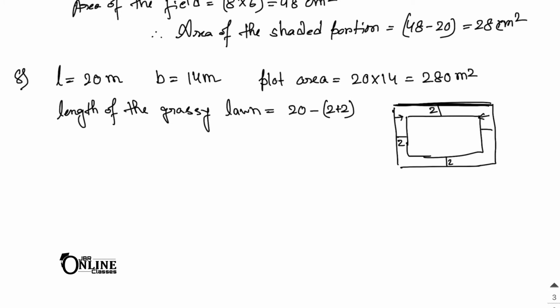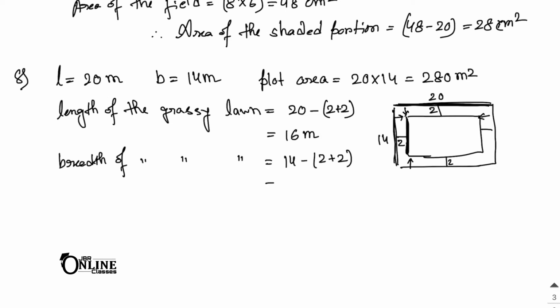So that's why 2 plus 2 will be subtracted from 20, as well as if this one equals 14, then that one will be this portion. This portion will be here also 2 subtracted, here also 2 subtracted. So first one, that equals 16 meter, and the breadth of the grassy lawn equals 14 minus 2 plus 2, so that equals 10 meter. Okay, so now the area of the grassy lawn.